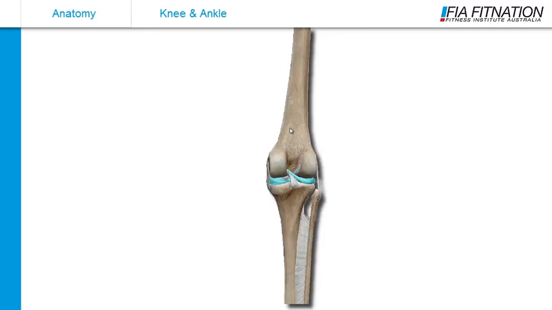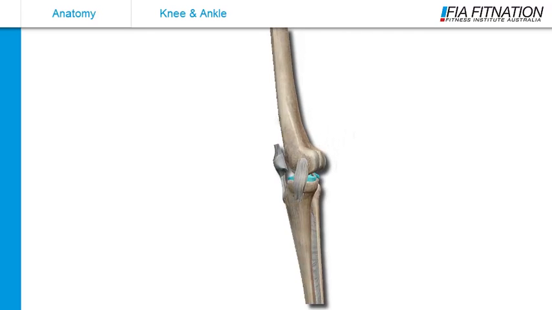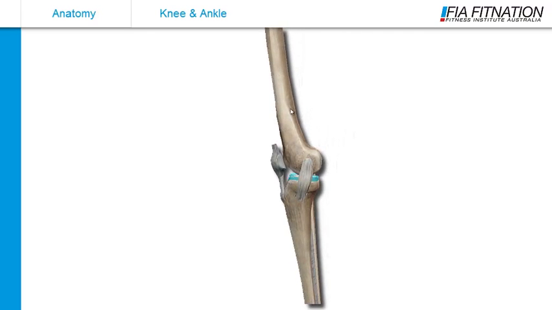These menisci improve the congruency but also have a proprioceptive role in that they enable people to determine joint position by having sensory nerves, what are known as mechanoreceptors, that detect movement or position within them. So if these structures are injured or this joint is injured, one of the strategies to rehab it is to improve proprioception. Okay, so there are the two menisci.